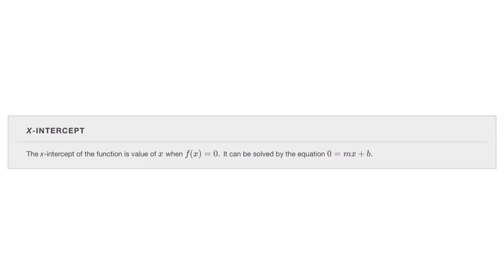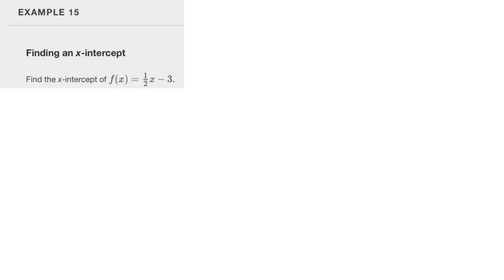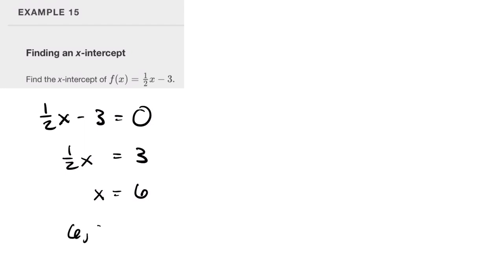Let's keep going. So the x-intercept of a function is a value when our y is equal to 0. It can be solved by setting our equation equal to 0. Okay, if we want to find the x-intercept, we set y to 0 and solve. So if we set y to 0, we're going to have 1/2 x minus 3 equals 0. Add 3 on both sides, and then we can multiply by 2. So the x-intercept is 6, and we should capture it as (6, 0).